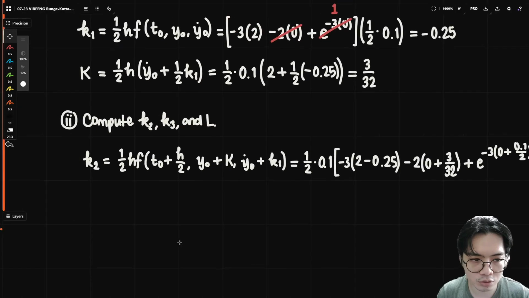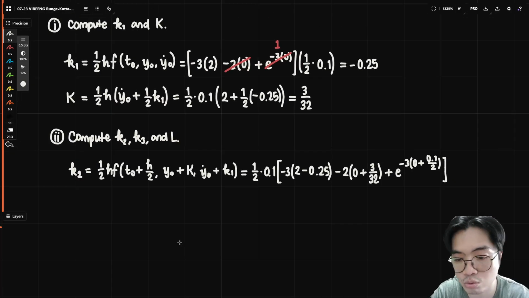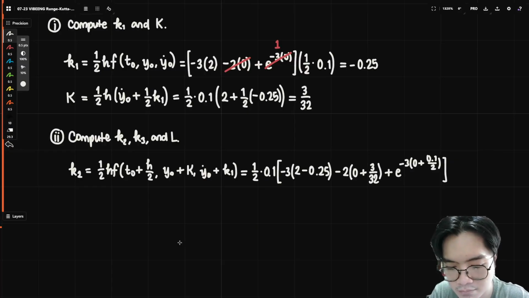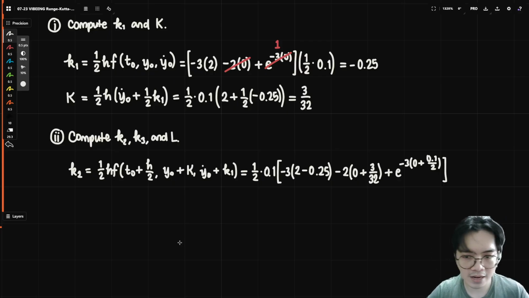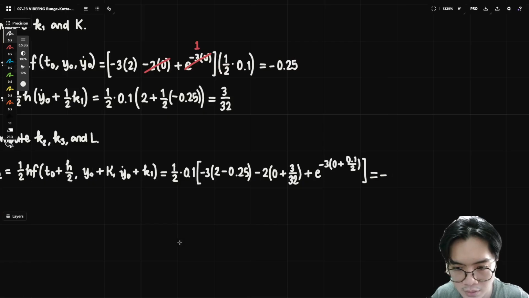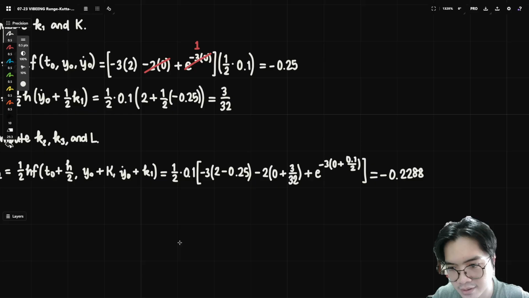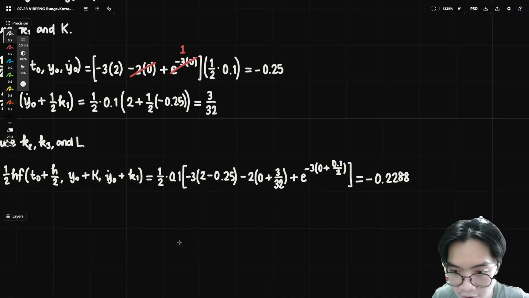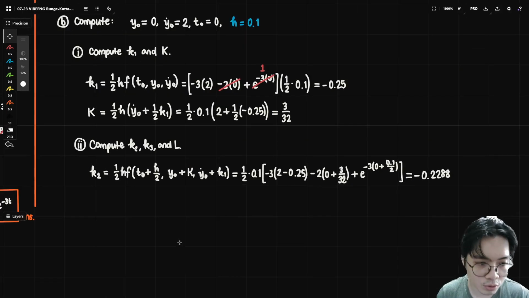And we'll now put this all together. The value of K2 will be negative 3, 2 minus 0.25 minus 2 times 3 over 32 plus e raised to negative 3 times 0.1 over 2. We will have a value of negative 0.2288. And now this is where things get very messy. We repeat this for K3.